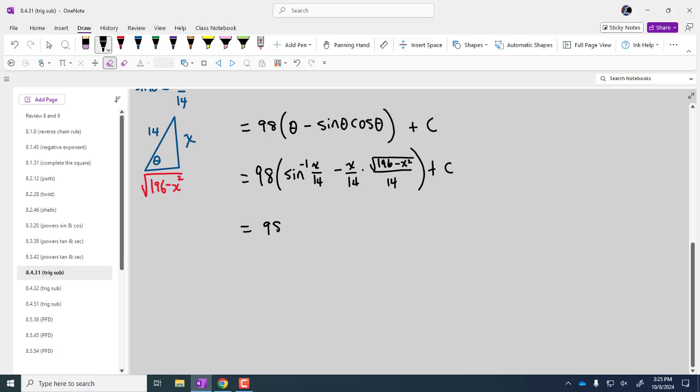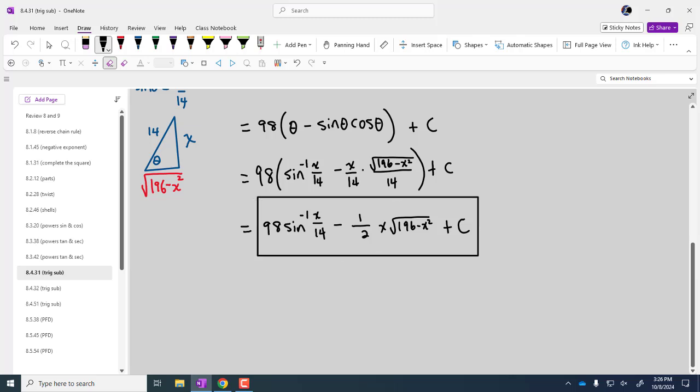So we have 98 inverse sine x over 14. Oh, and then there's some simplification that can happen here. I'll put the plus C. We're going to have x square root 196 minus x squared. So 14 times 14 is 196, so to me it looks like I'm seeing 1/2 out in front. Hopefully that's right. Everybody agree? 98 times 2 is 196, so we get half.